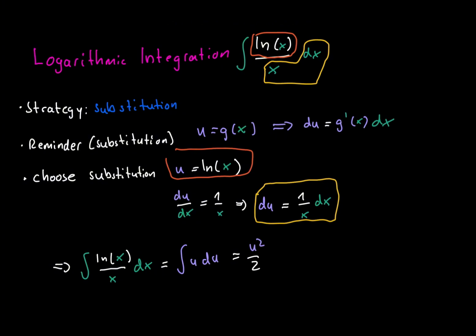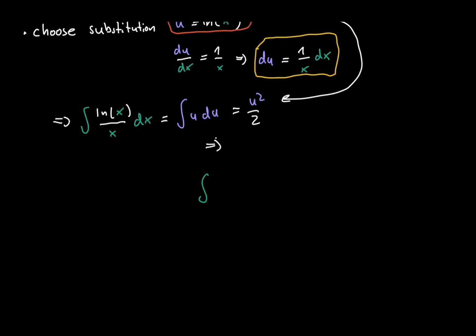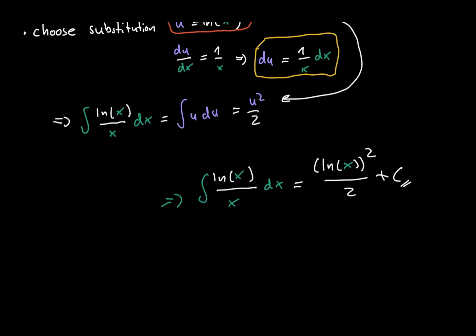Now substitute back. Since u equals natural log of x, the result is natural log squared of x over 2 plus c. So the final answer is 1/2 times natural log squared of x plus c. Quick takeaway. When natural log of x appears together with 1 over x, substitution is usually the best method.